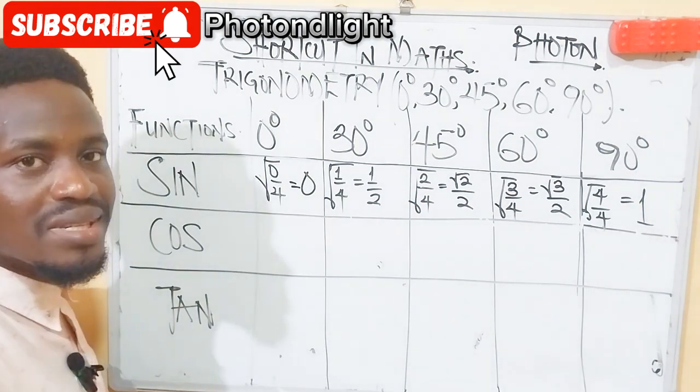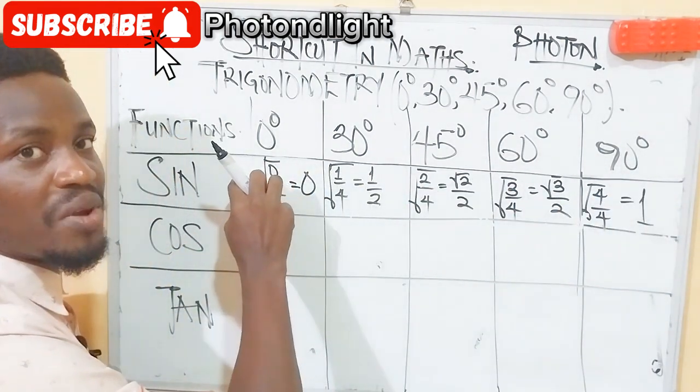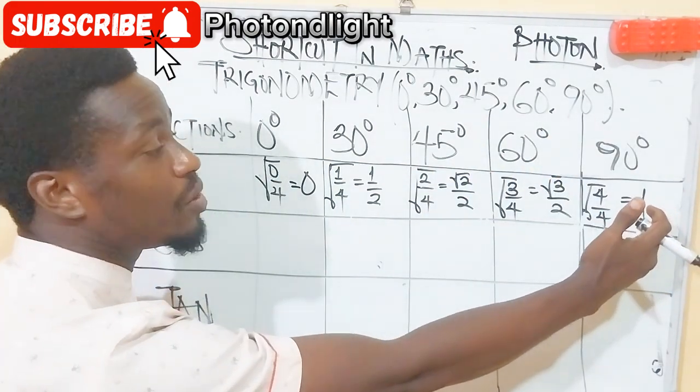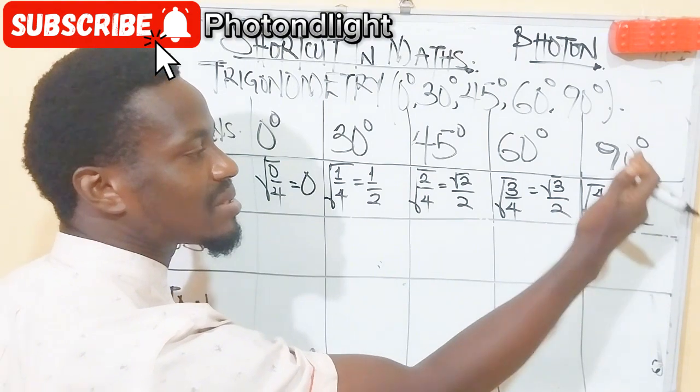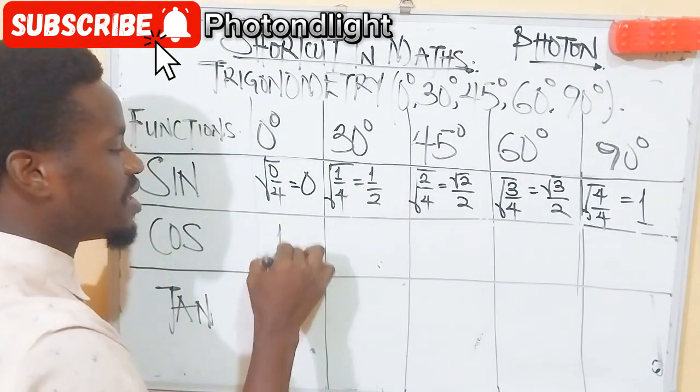Now, how do you get cos? The only thing you have to do is to reverse the identity we've gotten here. We started from the left and we ended at the last value, 1. So all you need to do right now is to start from 1 and take it to the beginning. The last value of 1, you place 1 here.